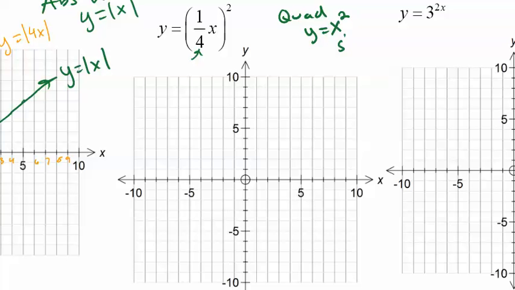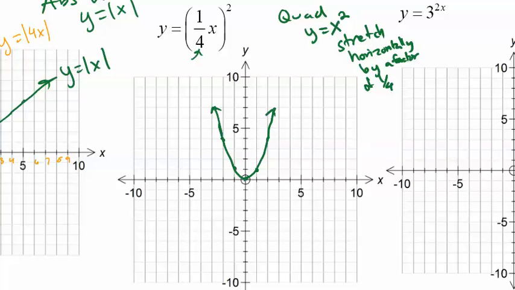It's going to stretch horizontally by a factor of 1/4. What does that mean? Let's graph the parent function first. We have 0, 0; 1 squared is 1; 2 squared is 4; and then -1 squared is 1, and -2 squared is 4. So here's our parabola, our bowl, and make sure it looks like a bowl.